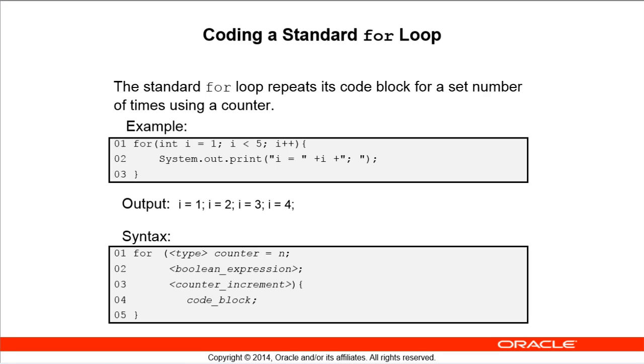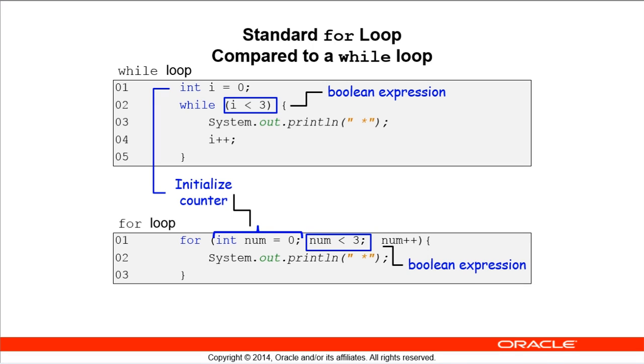As you can see in the output shown below the code, the loop iterates 4 times. This is a comparison of the while loop and for loop. For the while loop, the counter, i, is declared and initialized outside the loop on line 1. The counter is incremented in the while loop on line 4. The Boolean expression that determines the number of loop iterations is within the parentheses for the while loop on line 2. On the bottom, we can see the same logic implemented using a for loop.